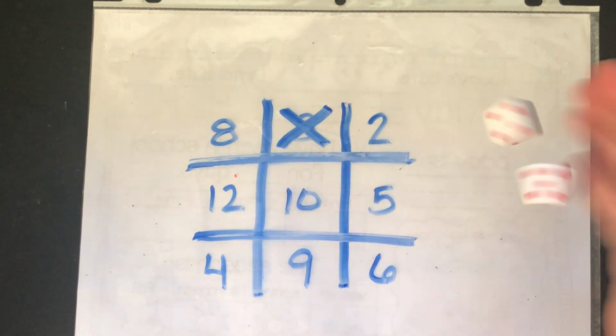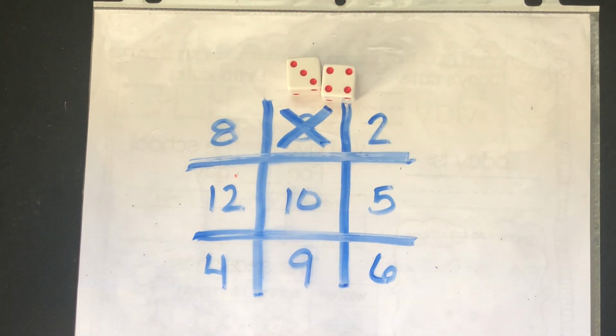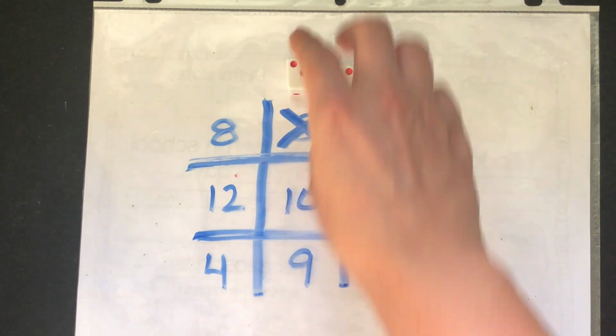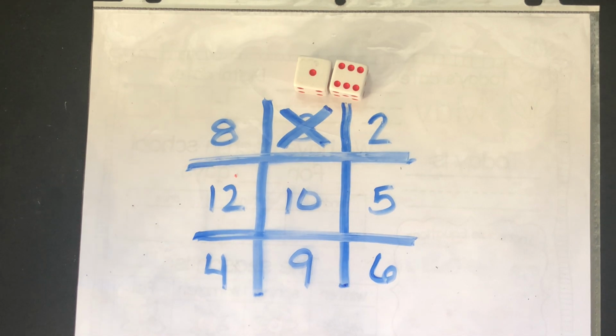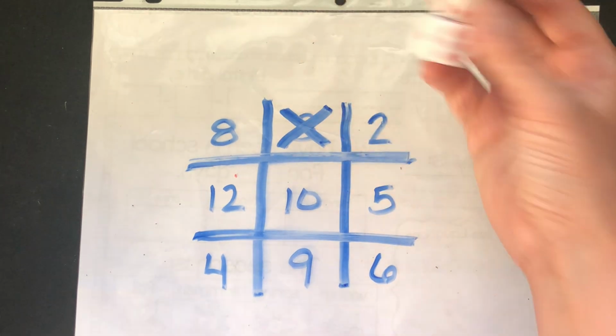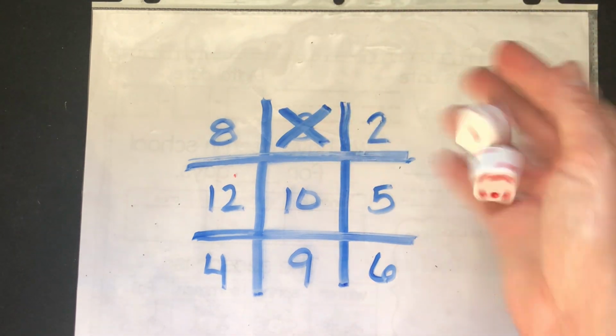Now the person who's an O rolls. They got a 4 and a 3. What is that? That's a 7. But I don't have a 7 on my board, so you get to roll again. I have a 6 and a 1. Oh, it's 7 again. They really wanted 7. And 7 again. Oh my goodness.